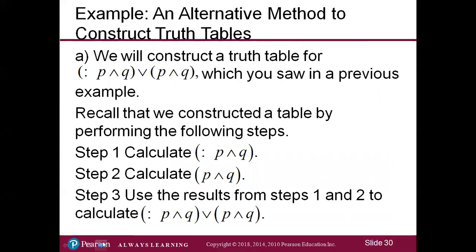We will construct a truth table for not P and Q or P and Q, which you saw in a previous example.